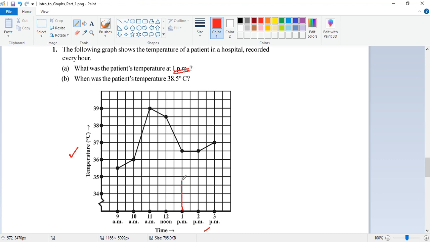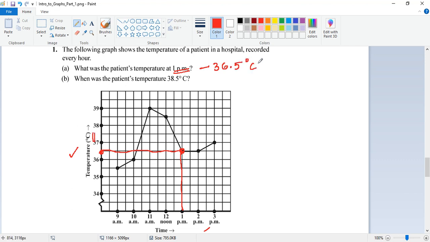You just look at here. It's this point. So where is this point going? It's going and intersecting over here. So it is 36 and 37. So it's between 36 and 37. So the answer is 36.5, and you write the unit as degree C.